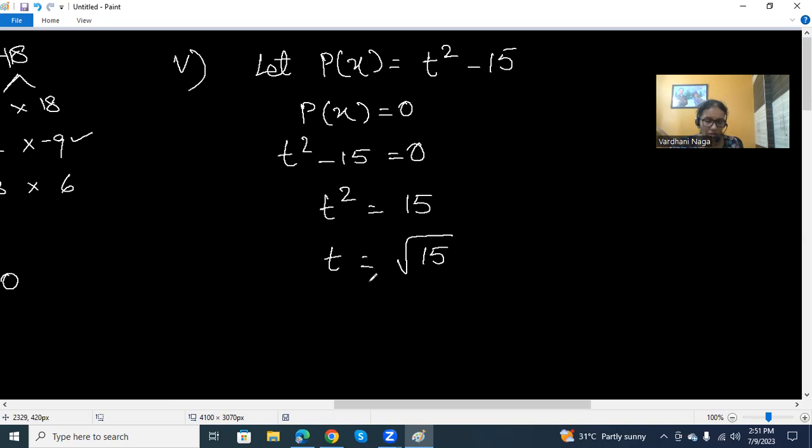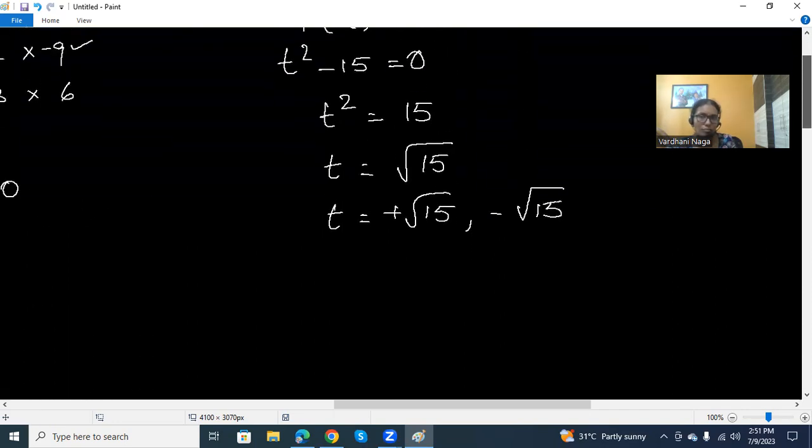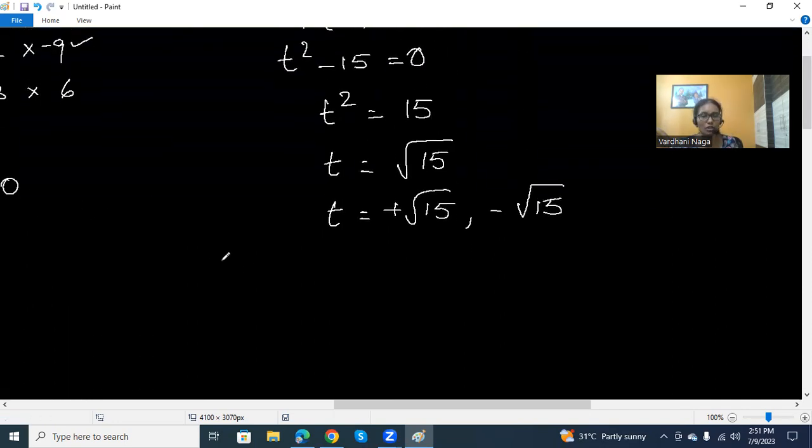Okay, so T values are plus or minus: plus root 15 is one value, minus root 15 is another value. Now let's compare the given polynomial with the standard form of P of X. Here A is equal to T square, means 1. B is equal to 0, there is no T term in the question. C is equal to minus 15.